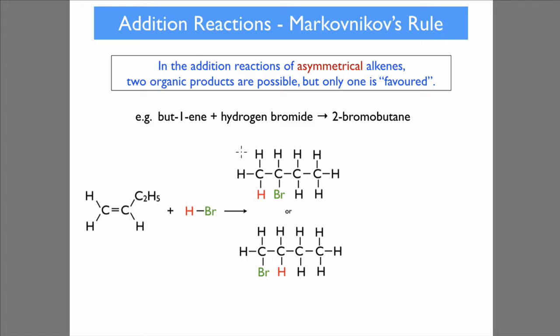Okay, we're going to look at Markovnikov's rule. In the addition reactions of asymmetrical alkenes, you can get two organic products, but only one is favoured. For example, but-1-ene is asymmetrical. There's more carbons over here than there is over here. If that was to react with hydrogen bromide, you can get two possible products. 2-bromobutane is the major product, and we're going to talk about why this is.